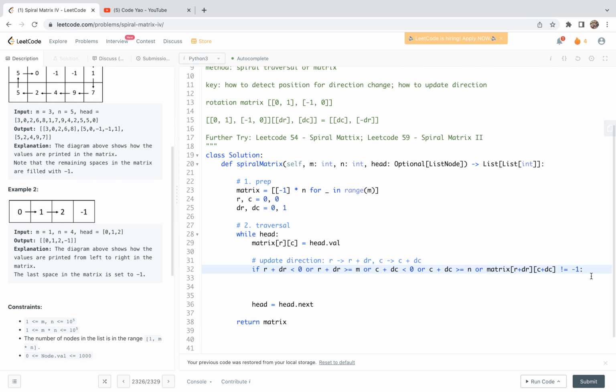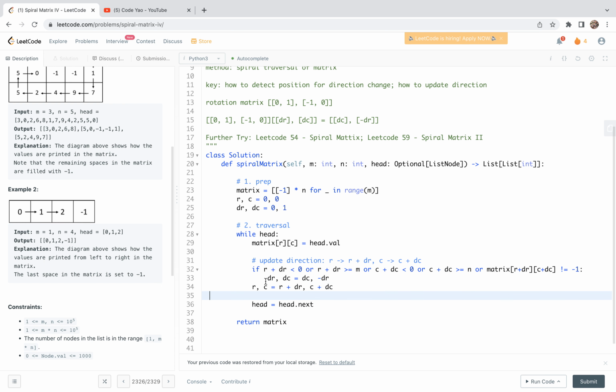So once we have this situation, either we hit a boundary or meet a number that is a position that is already set, we're going to update the direction. So dr, dc to be updated by, let's see, dr, dc to be negative dc and negative dr. And then we're going to update the position, r and c equals r plus dr, c plus dc. That's all about this solution.